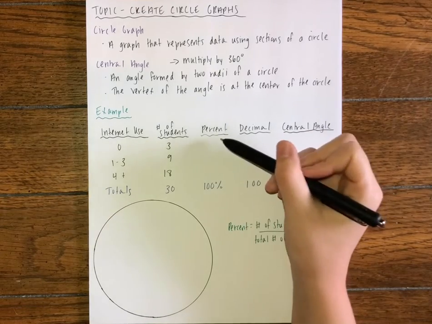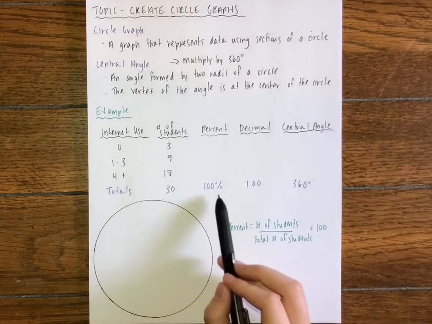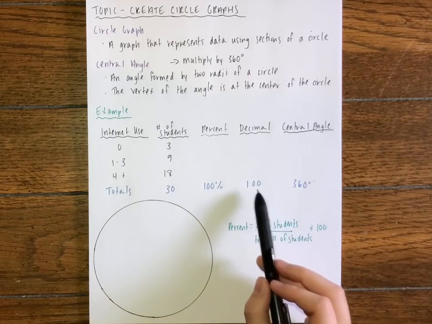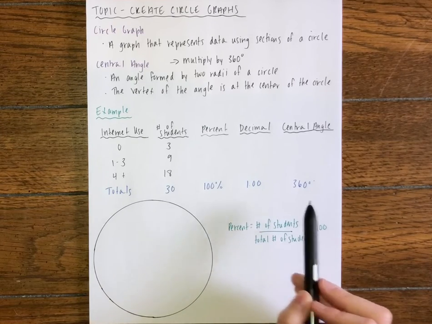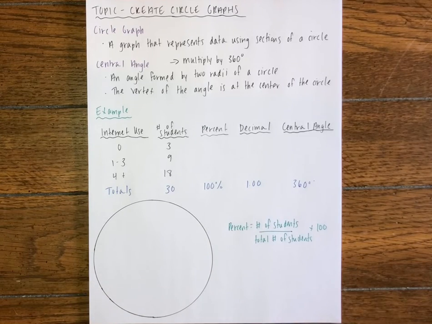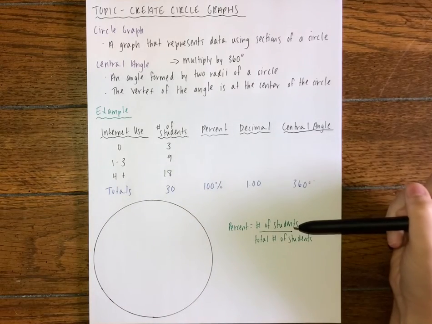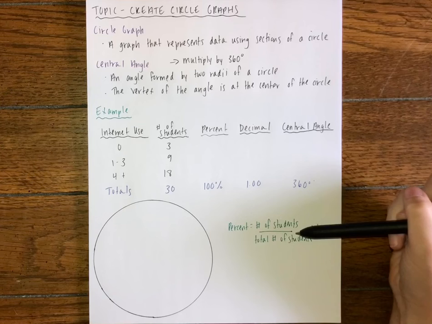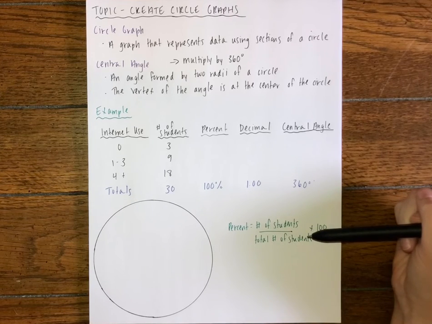We're going to solve for the percent, the decimal, and then the central angle. As you can see, the totals, we have 100%, 1, and 360 degrees. These represent all wholes for its given category. In order to find the percent, all you have to do is take the number of students divided by the total number of students, multiply by 100.